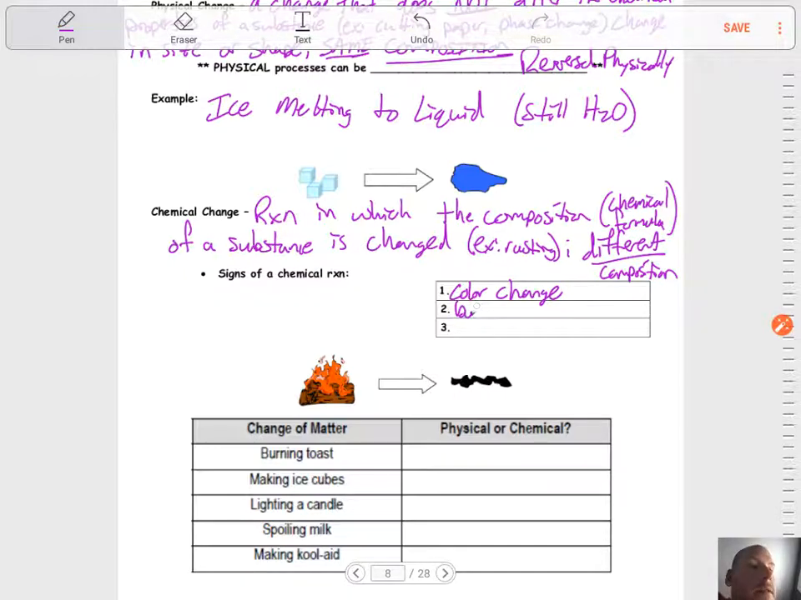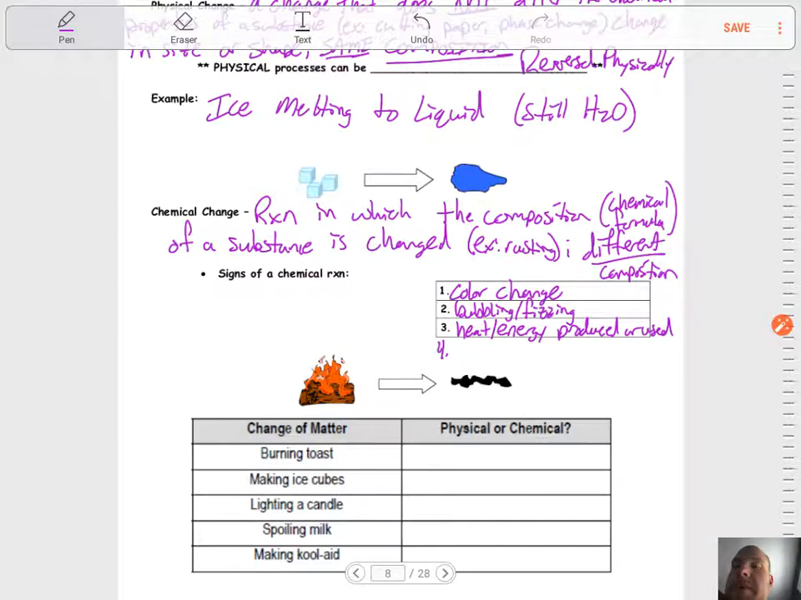Number two, bubbling or fizzing. What would you know is being produced if you have bubbling or fizzing occur? That would be a gas forming, right? It's being given off. Number three, heat or energy change. It's produced or used, so the temperature of your reaction is going to change, whether you started out hot and ended up cold, or vice versa.